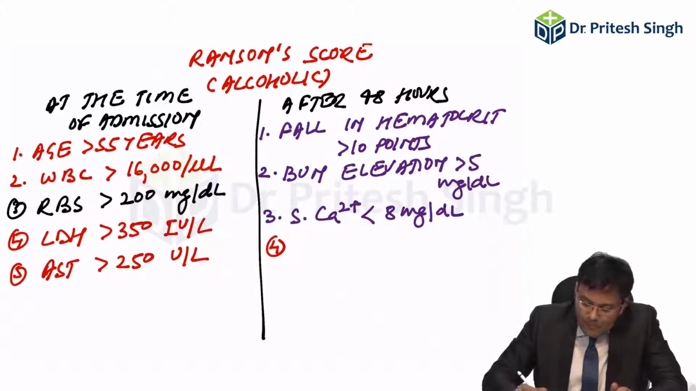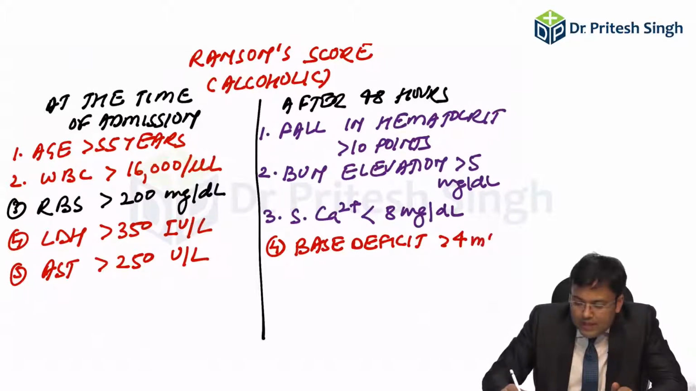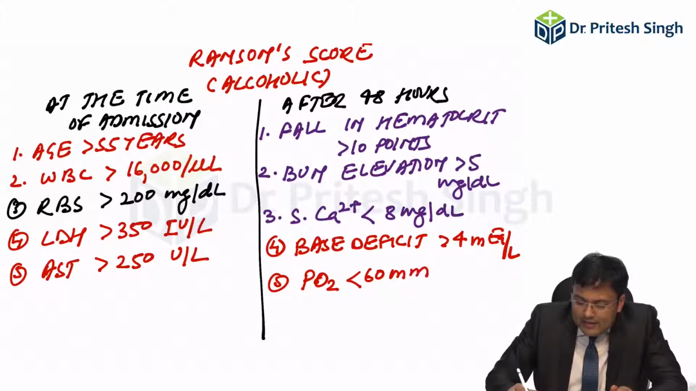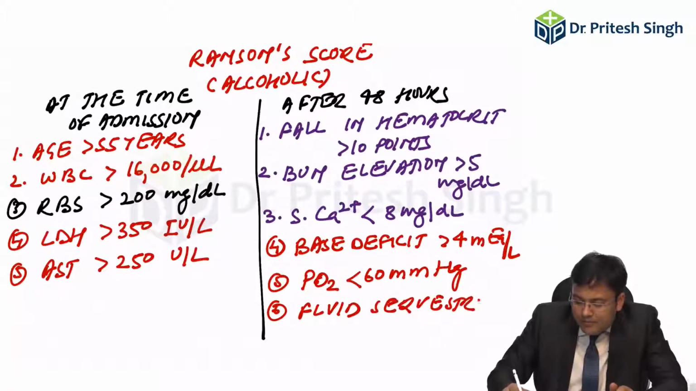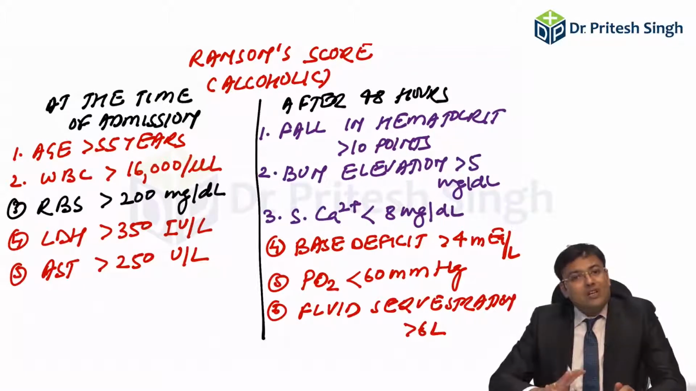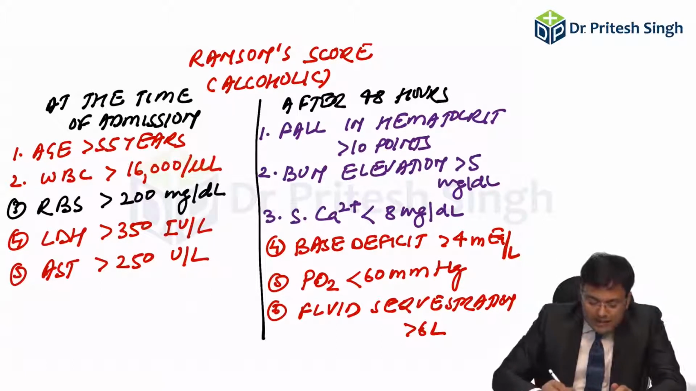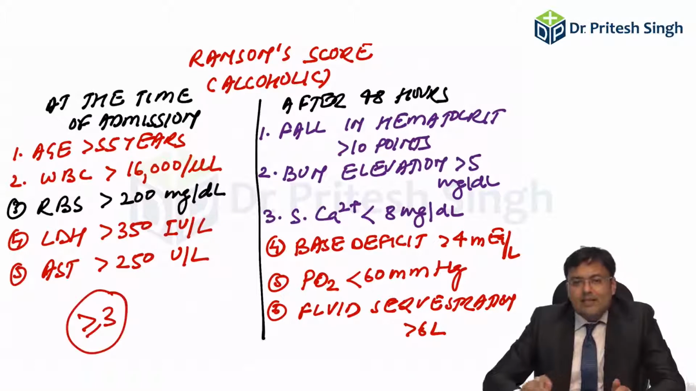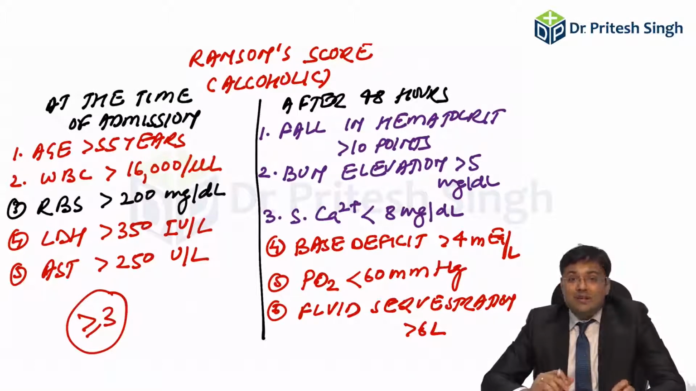Fourth, base deficit, more than 4 milliequivalent per liter. Fifth, PO2 less than 60 mmHg. And sixth, fluid sequestration, more than 6 liters. So these are total 11 parameters. Out of total 11, if more than or equal to 3 are present, it is suggestive of severe acute pancreatitis.